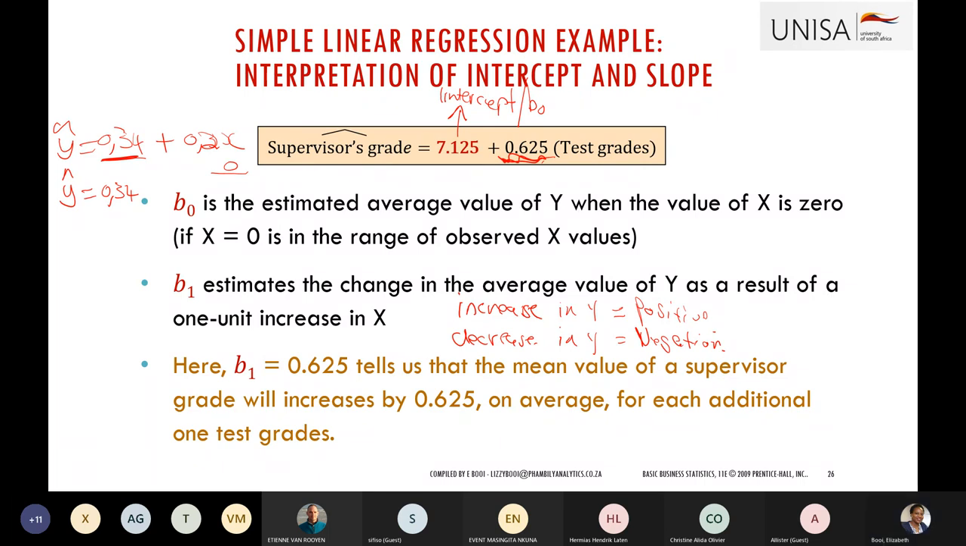We will say that for the slope of 0.625, in terms of the test grade, it means that the mean value of your supervisor grade will increase by 0.625 on average for 1 unit increase in the value of your test grade. So for every 1 unit increase, if this one was 1, therefore your supervisor grade will increase, so we'll add 0.625 to that. And that's what the slope interpretation looks like.